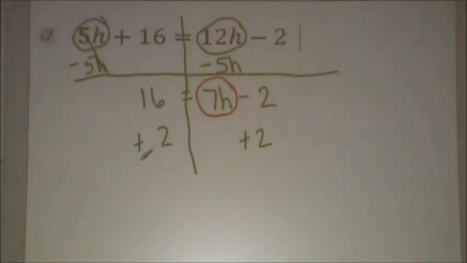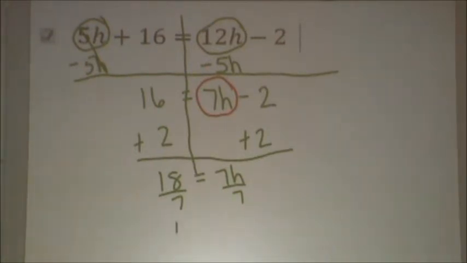Sure is. This doesn't look like it's going to be a pretty one, just like we had in class the other day. So 16 plus 2 gives me 18 equals 7h. So I want to divide both sides by 7, and it's not a pretty one. So I can leave it as 18 over 7 equals h, or I can dump truck it over.